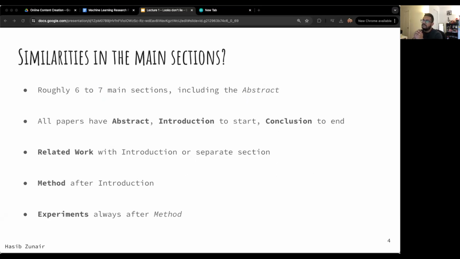The similarities between these 3 papers are that they have roughly 6 to 7 main sections, including the abstract. And all papers have the abstract, introduction, and a conclusion, with the related works section sometimes within the introduction or as a separate section itself. And the method section always comes after the introduction section. And finally, the experiments come after the method section.